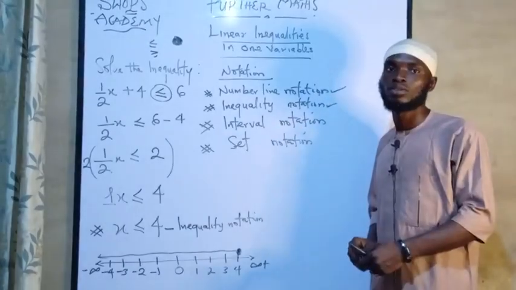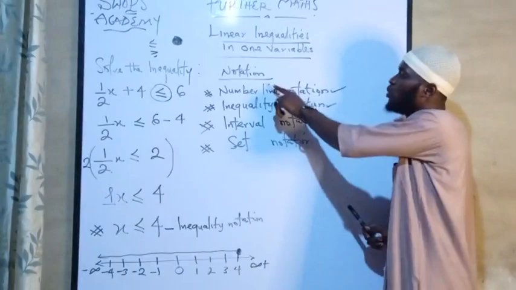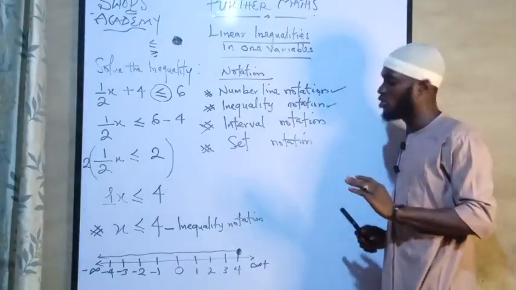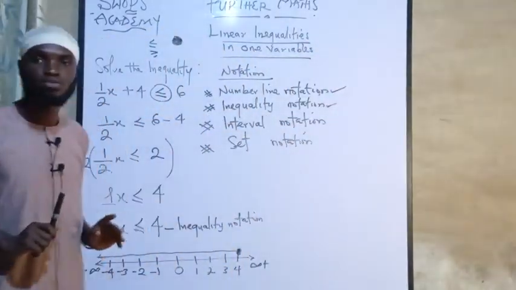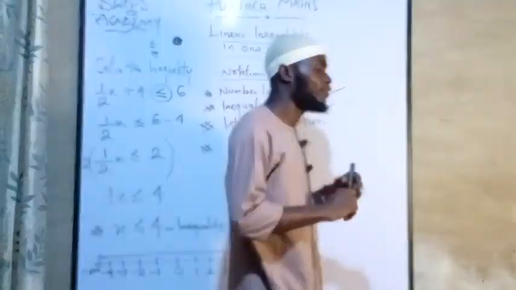Now, the next thing. How many have we picked already? We've picked 2 already: number line and inequality notation. The next one is interval notation. Now, the interval notation, the next one is interval notation.